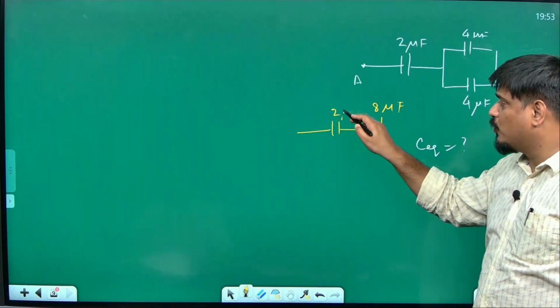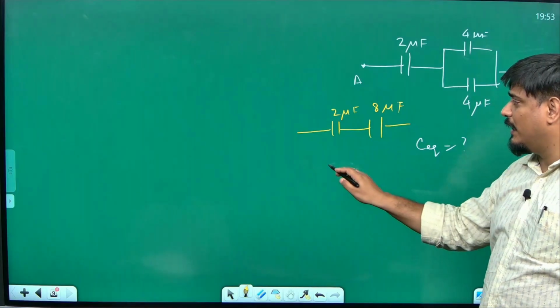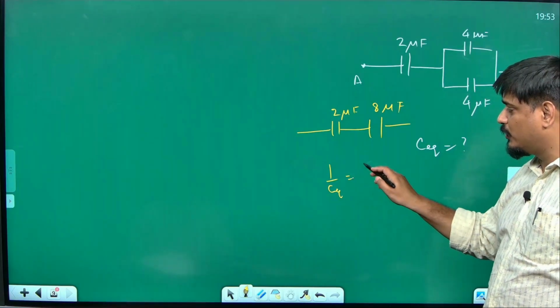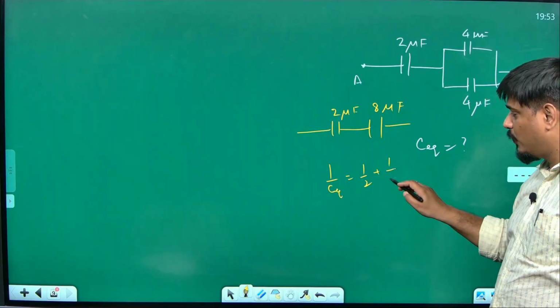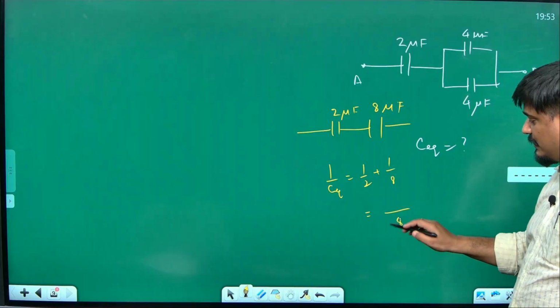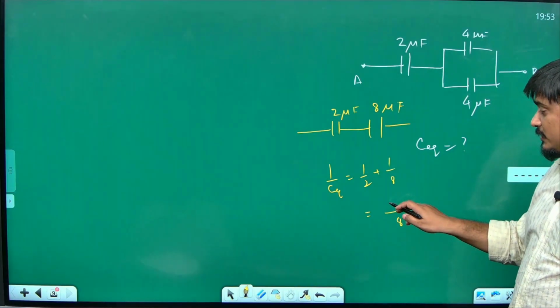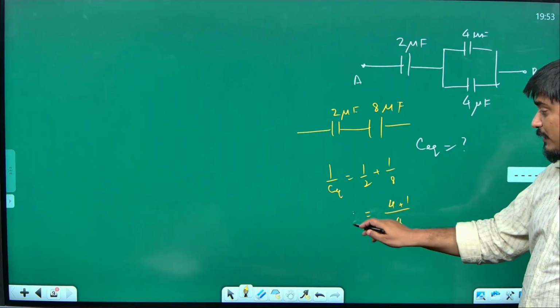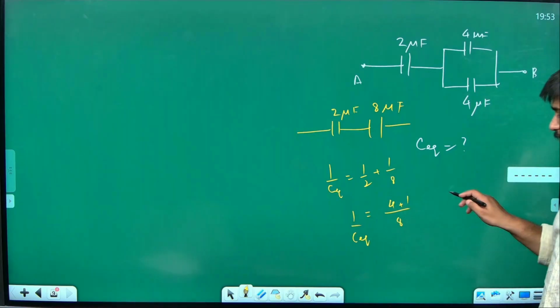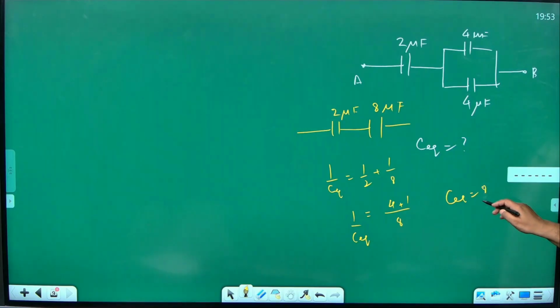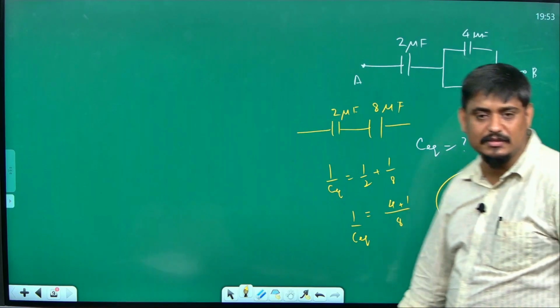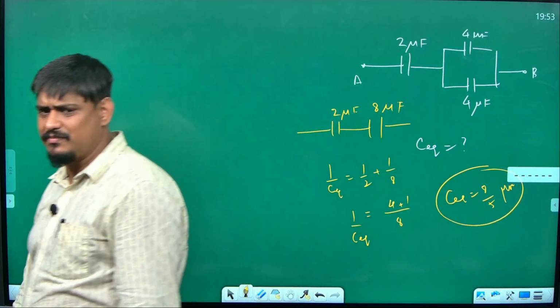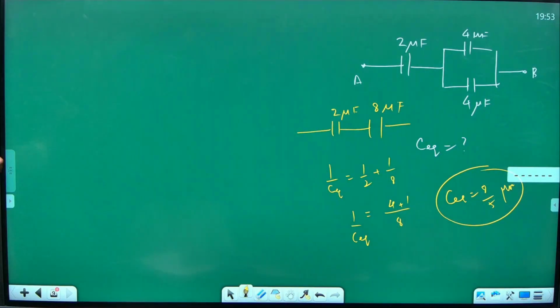So if you have 2 and 8 in series, then you will have 1 by C equivalent is equal to 1 by 2 plus 1 by 8. LCM is 8. So it will become 4 plus 1. 1 by C equivalent is 5 by 8. So C equivalent will become 8 by 5 microfarad. Isn't it? But don't worry, this question will not come. How it will come? Take it.